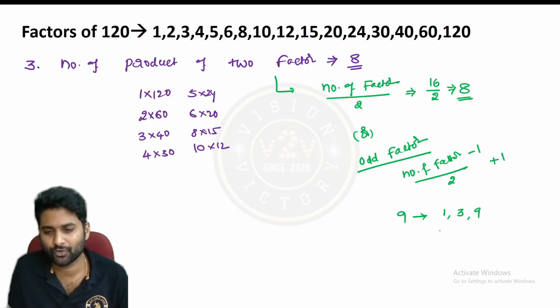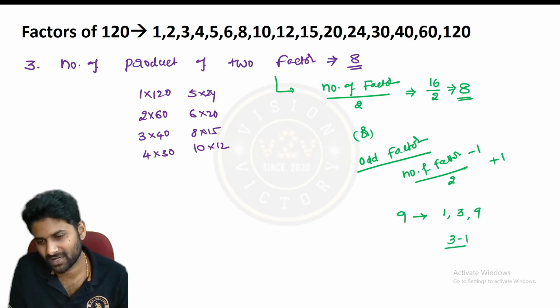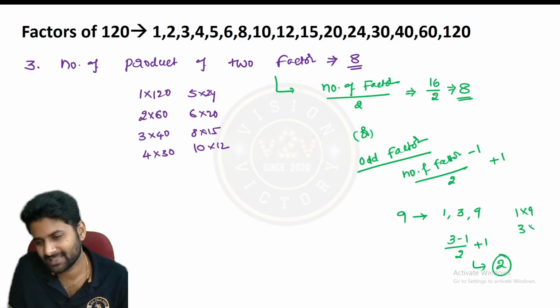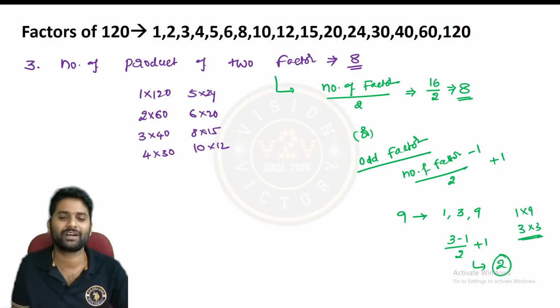So how many product of two factors means here: 3 minus 1 divided by 2 plus 1. How many will you get here? 2. So what are those two? 1 into 9 and 3 into 3. That's why the number of product of two factors is equal to 2.